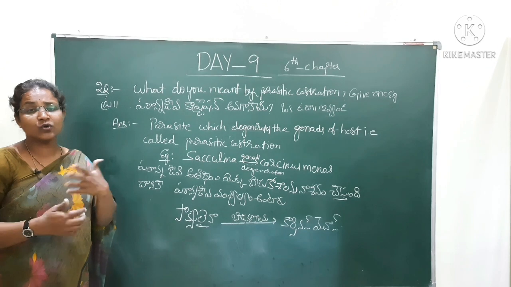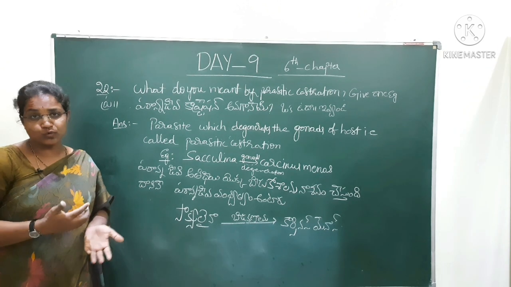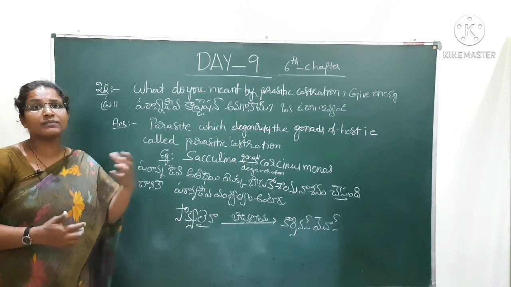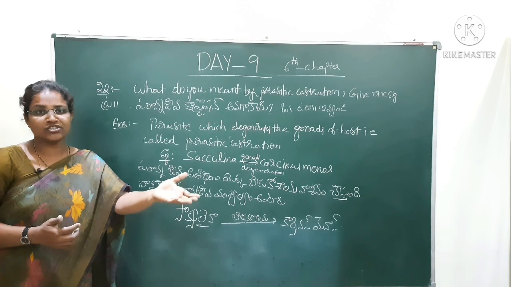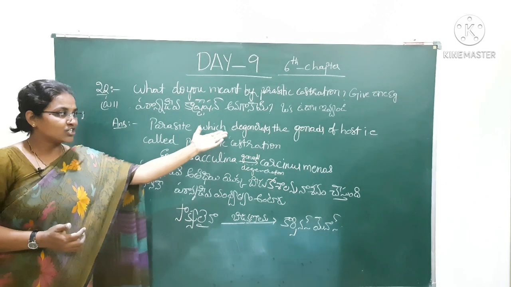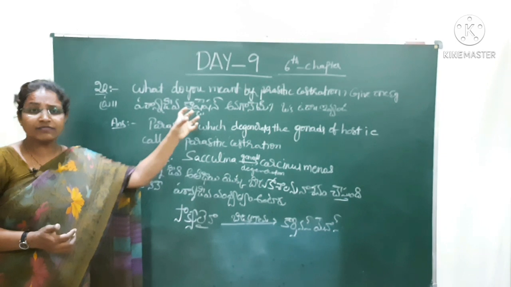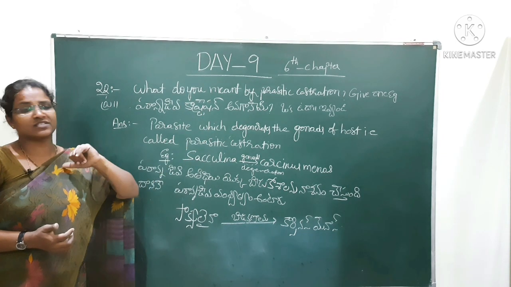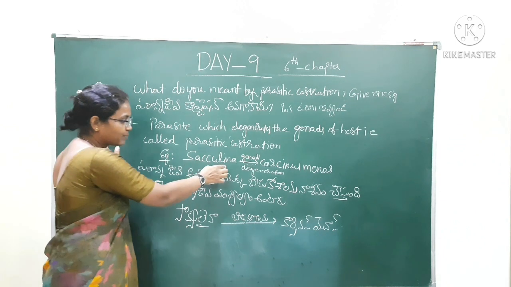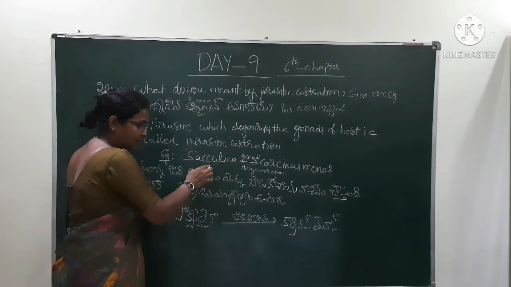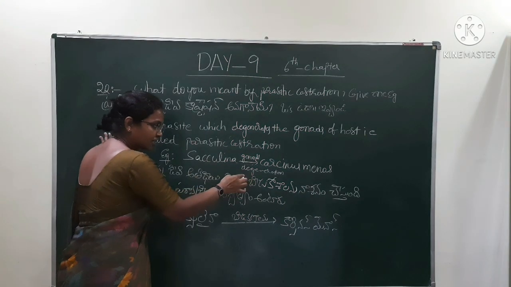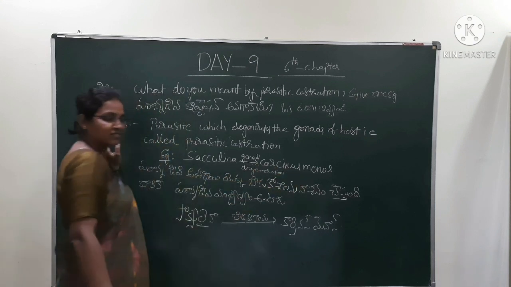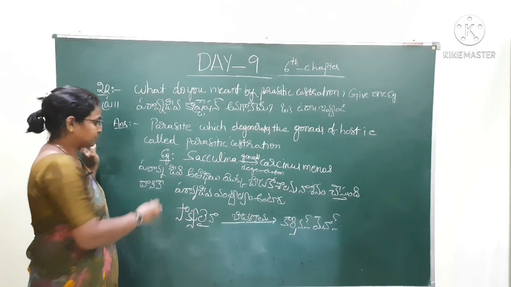Because of that, there is no production of the hormones which are useful for giving birth to the next generation. Because of the degeneration of the gonads, there is no production of young ones. Example: Sacculina is a parasite which causes the degeneration of gonads in the crab Carcinus maenas.